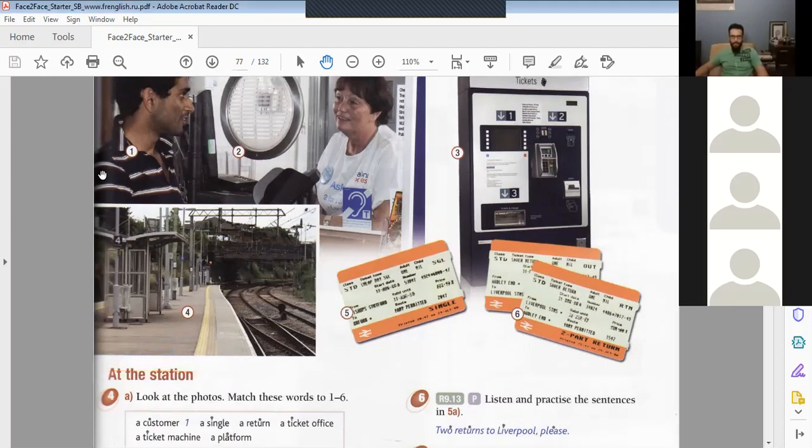Customer. Can you see the customer? Number 1. Can you see number 1? Yes. This is the customer. Okay, so number 1 is the customer. What about number 2? What's this? Number 2. 5. Okay. Single. A single. Sorry. A single اللي هي number 5. صح.